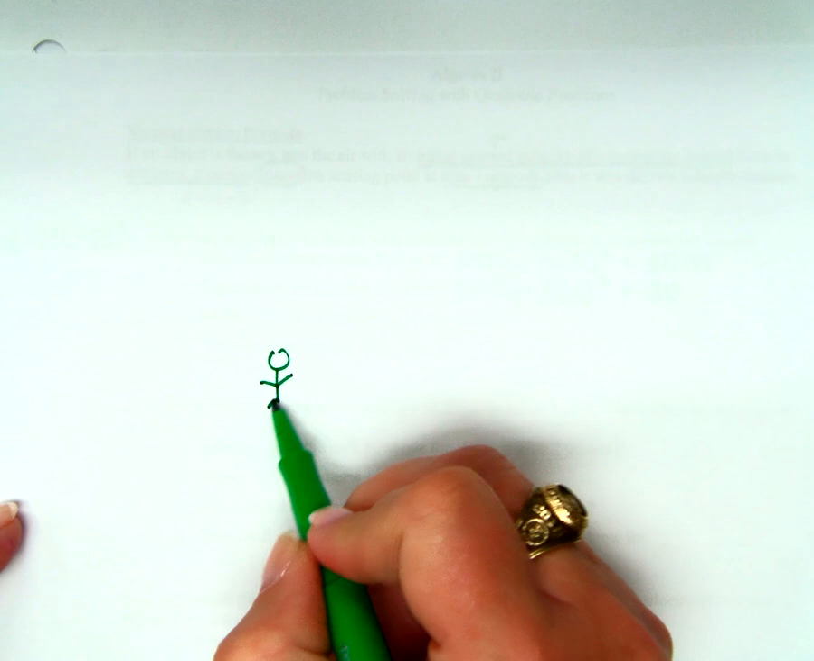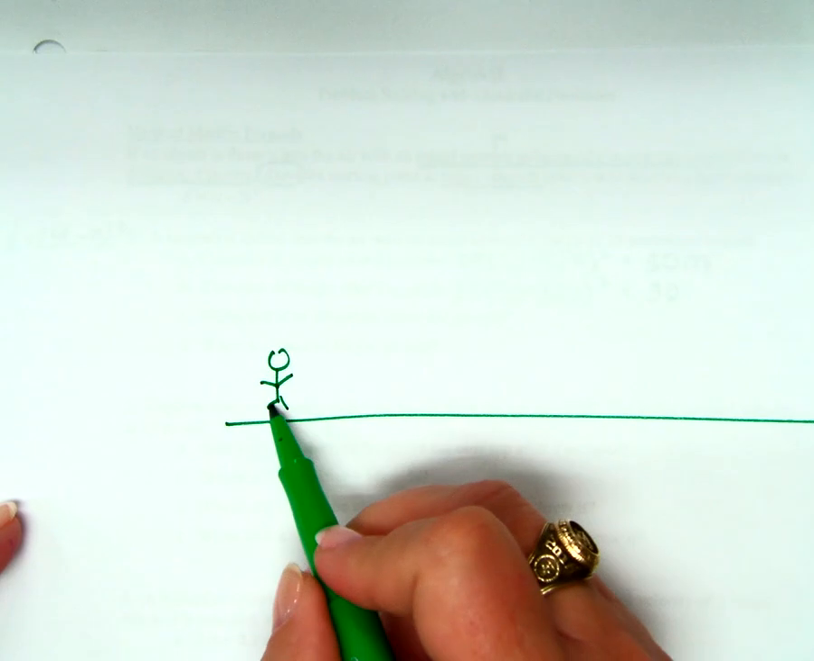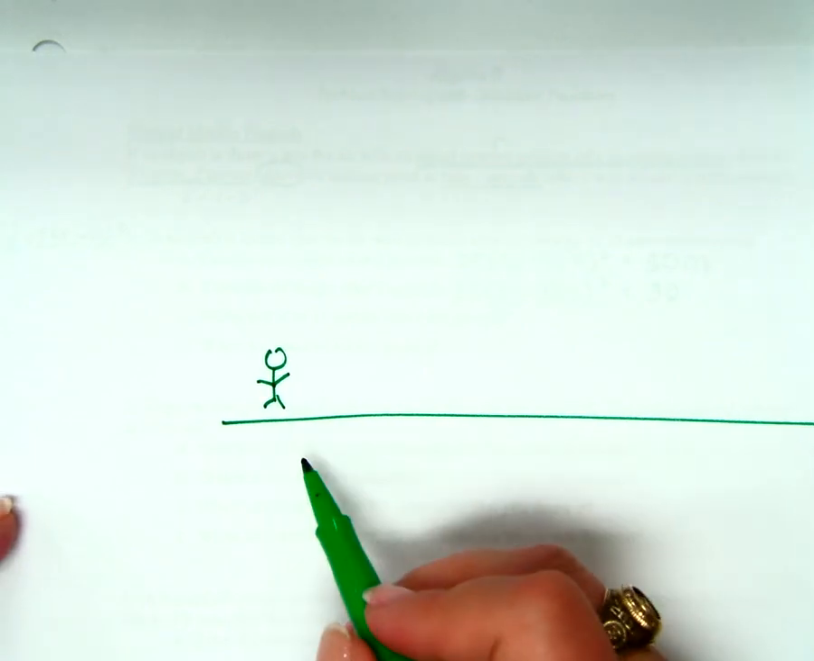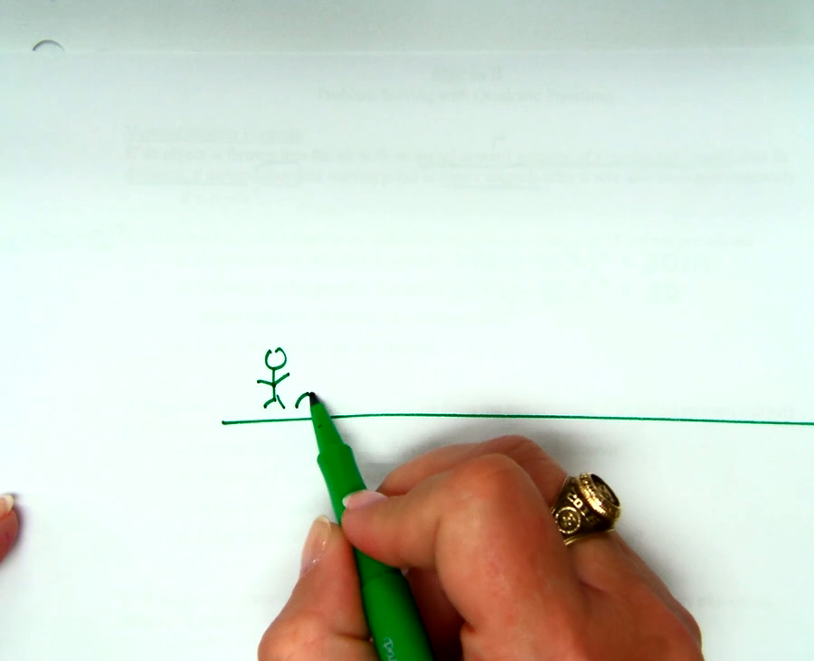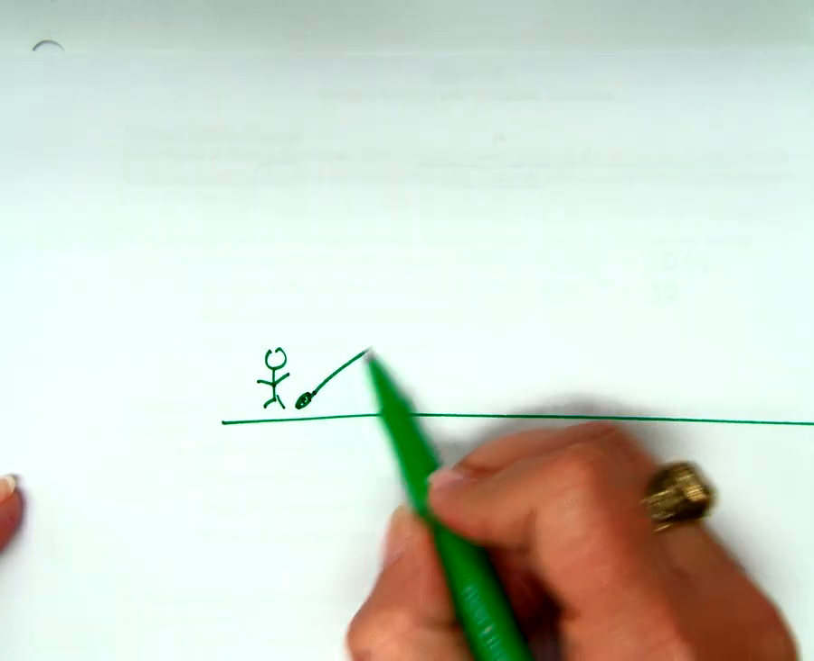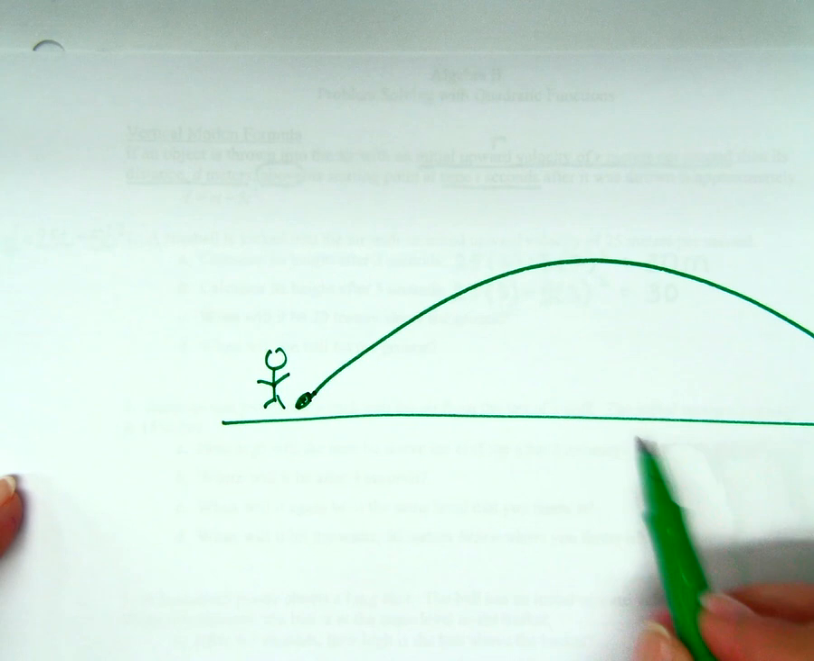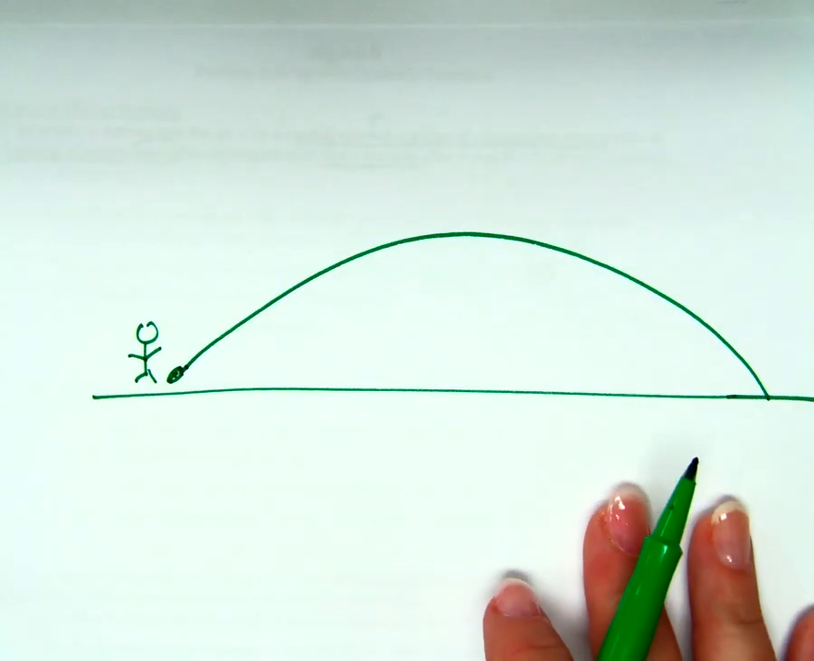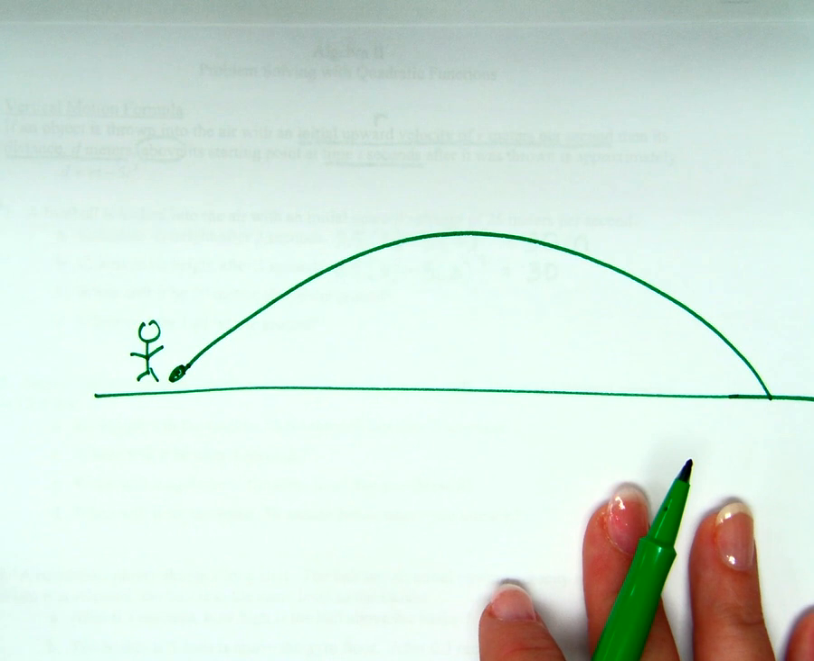Here's a guy. He looks like he's jumping off the ground. Give me a break. Here's a football. He kicks it. Isn't that what shape it looks like? How many times could it be 30 meters above the ground?